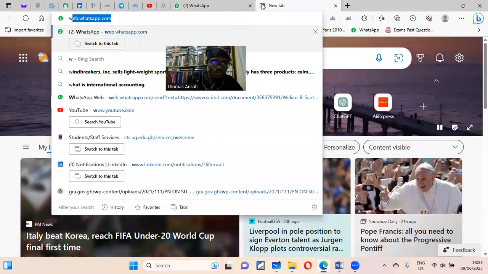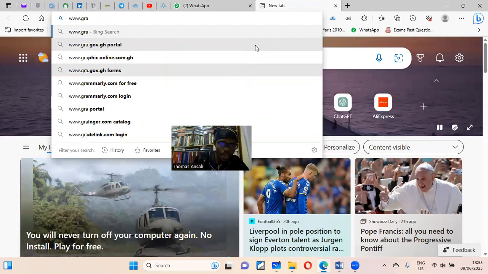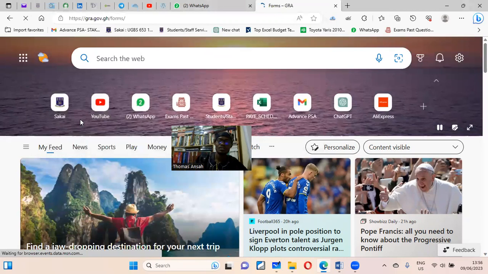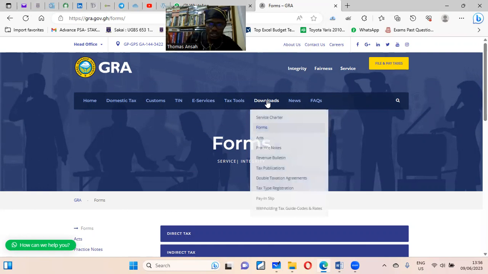So it's www.gra. You see, it brings so many things here, but I want forms. GRA dots. So you see the forms here, forms. So you click on that. All the forms are there. So what do I want to file? I'll go to, let me get one of them. Download forms. Which form do I want to?